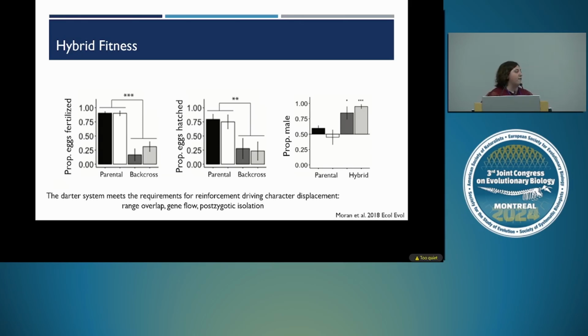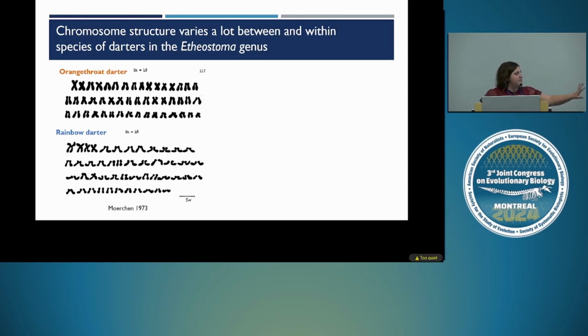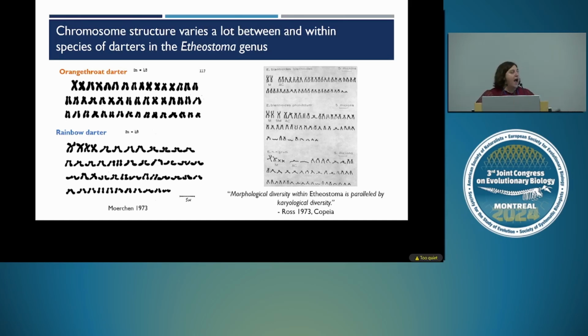And so we have good evidence that this is a great example of reinforcement. We have range overlap, gene flow, and postzygotic isolation. And we can ask, what is driving this postzygotic isolation? We have a lot of potential explanations, including chromosome structure, which varies a lot between and within species. So these are the orange throat darter and rainbow darter karyotypes. You can see a lot of variation. And looking within a single species and different populations, you also see a lot of variation.